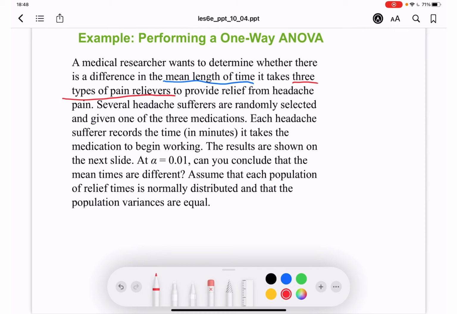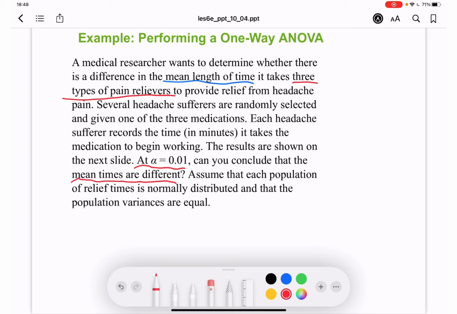The results are shown on the next slide. Alpha equals 1%. Can you conclude that mean times are different? We want to find out whether the mean times are different, which means this is our claim, the alternative hypothesis, that means are different.